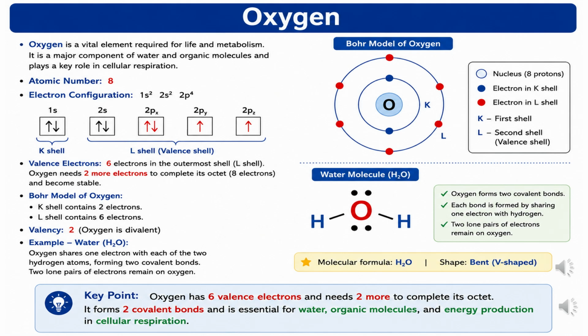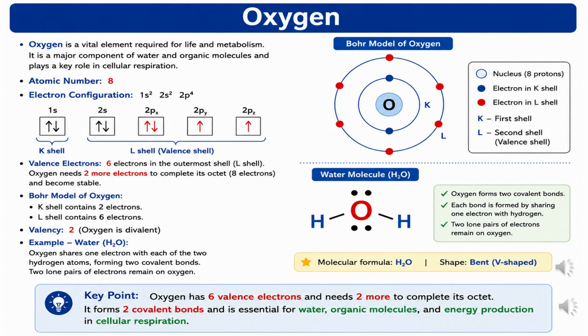Now, look at the Bohr model, the circle diagram, shown on the right side of the slide. The small inner circle represents the K shell, which contains 2 electrons and is filled. The larger outer circle represents the L shell, which contains 6 electrons. Since the outer shell is most stable with 8 electrons, oxygen requires 2 additional electrons to complete its octet.